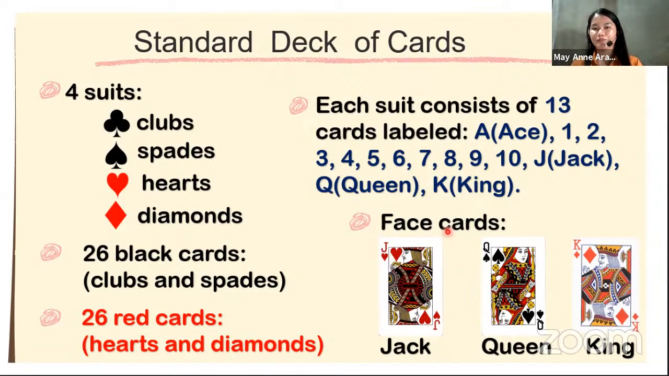So, since we have 4 suits, how many face cards are there? There are 12: 3 face cards for clubs, 3 for spades, 3 for hearts, and 3 for diamonds. So, all in all, we have 12 face cards. Okay, let's now solve the problem.